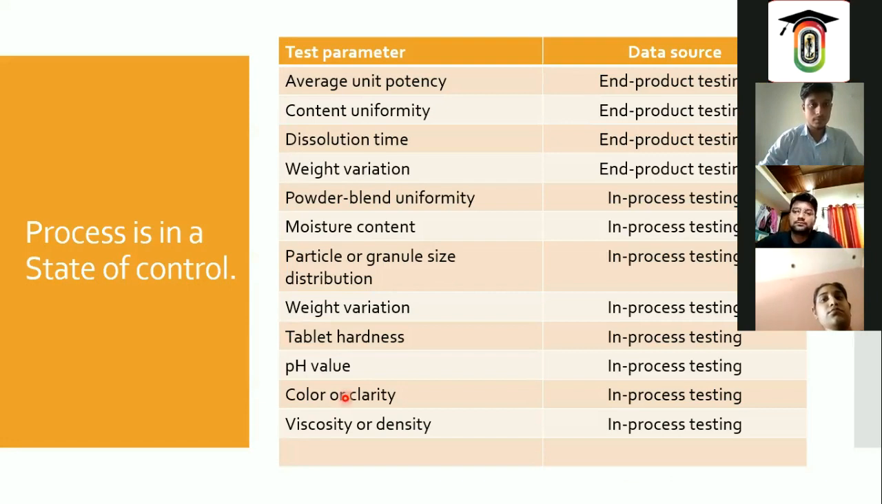So the test parameter is color and clarity, and this is in-process testing. The data source is the in-process testing. Viscosity and density, this is in case of your suspension or emulsion, right? Liquid dosage form. Here, this is again in-process testing. So you cannot come at the end. Otherwise, what will happen? All the containers will get filled with the false solution or false suspension or false emulsion.